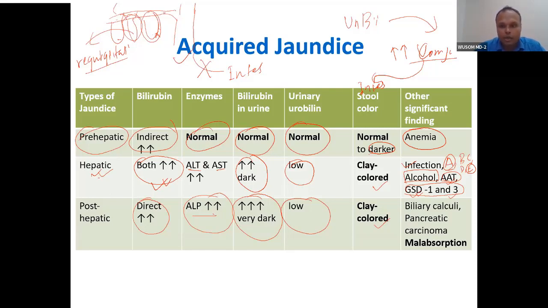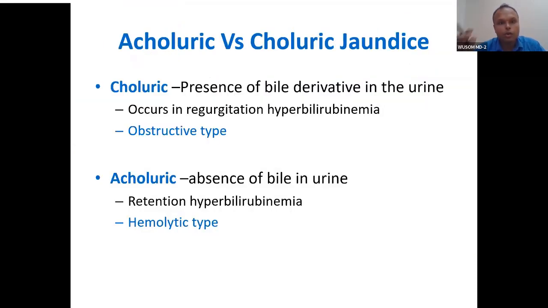Now, post-hepatic jaundice, you can see biliary canaliculi we have done, pancreatic carcinoma, malabsorption. All these problems will lead to post-hepatic jaundice. So what is their true terminology? You will see acholuric and choluric. Choluric means cholic acid. You know what cholic acid is? Cholic acid is bile. So cholic means bile, urine containing bile and urine without bile.